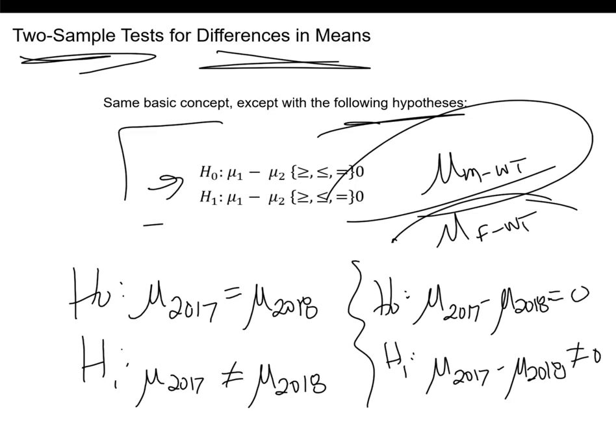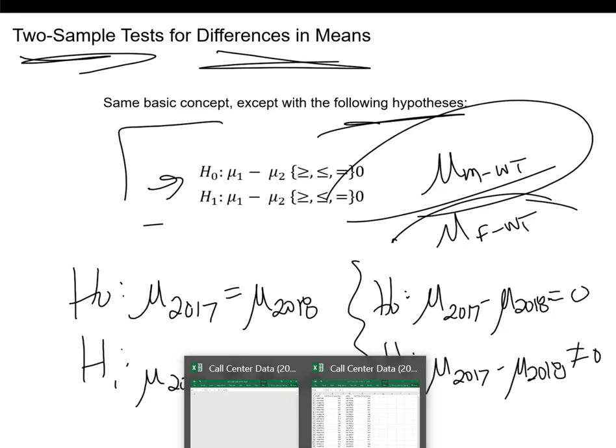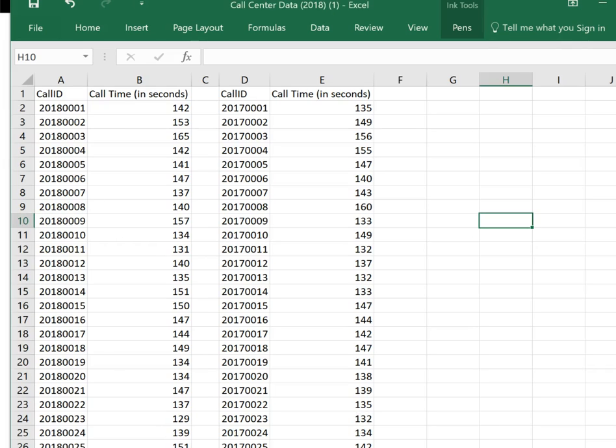And so equivalently, I can write the set of hypotheses either of these ways. It really is just this linear combination. Notice, does it matter which one I put first, 2017 or 2018? It doesn't. I want to jump over to Excel because I want to talk about how we'd actually carry this out in Excel.